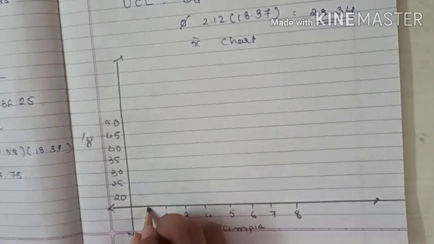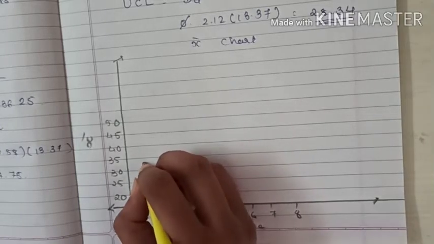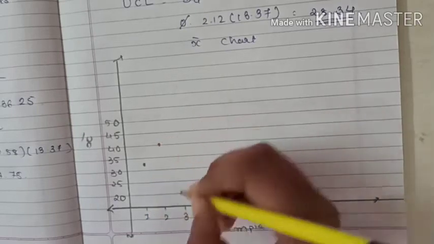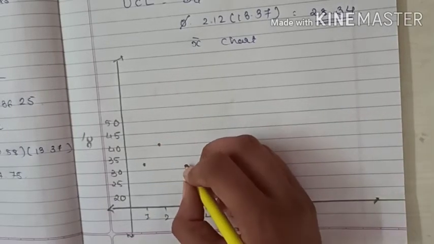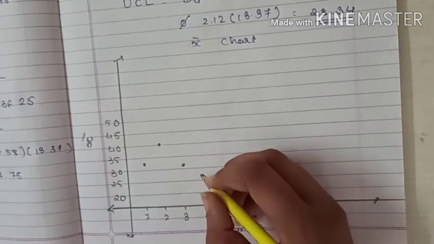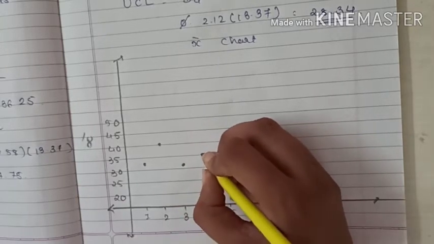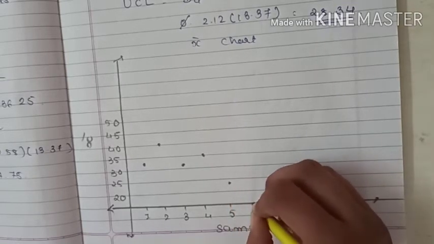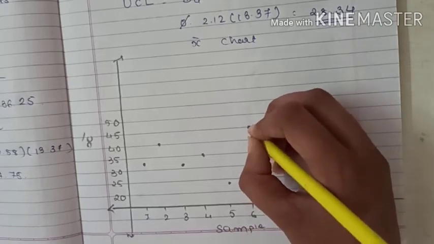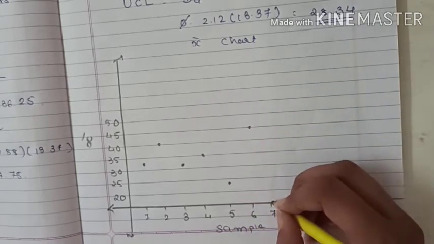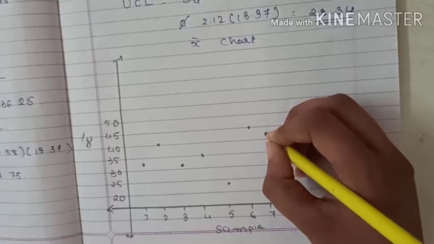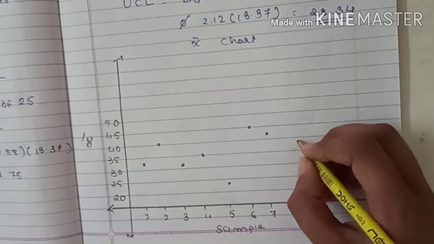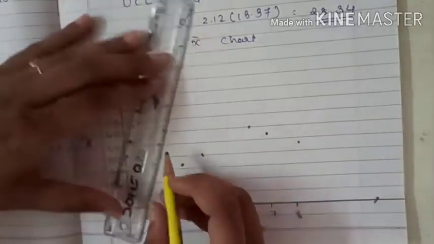For sample number 1, it's 33. For 2, 40. For 3, 32. For 4, 35. For 5, 24. For 6, 45. For 7, 43, and for 8, 38. Let's join all the points together.